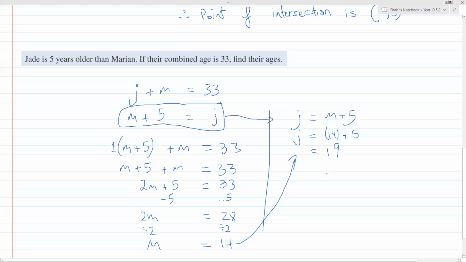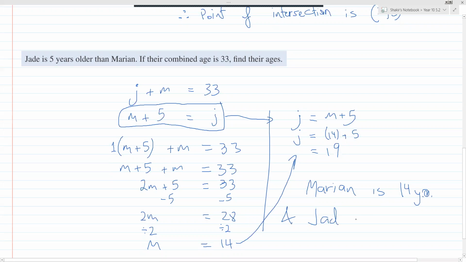Okay. So m is 14. Marian is 14 years old. And Jade is 19 years old. And as you can see, 19 plus 14 is equal to 33. You can use a calculator to check if you wish. And Jade is indeed 5 years older than Marian. So we have successfully answered the question.